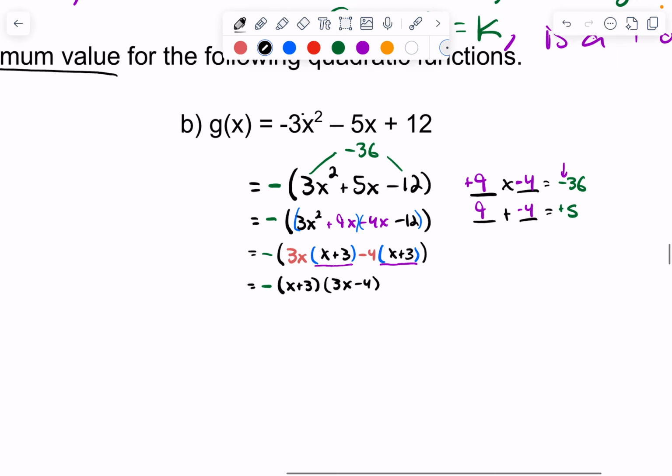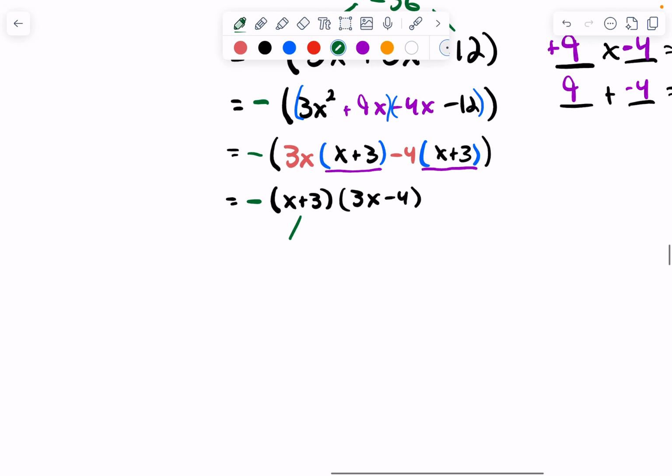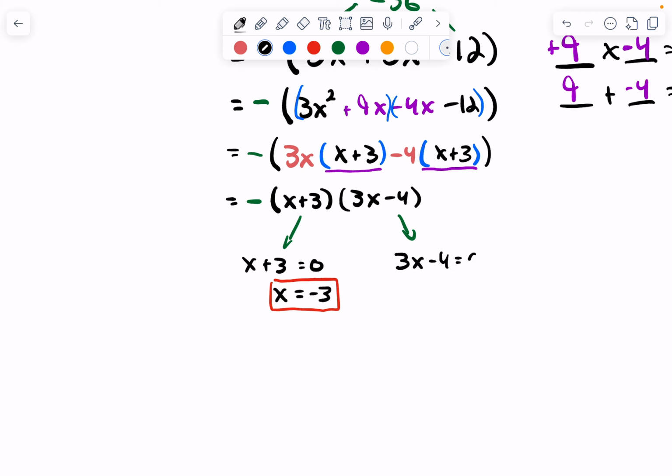So finding our zeros, we now take this factor, this x plus 3, set it to 0, and you would find one zero to be at minus 3 after you rearrange it. Do the same over here. Take 3x minus 4, set that to 0. And again, do your order of operations. So bring the 4 over first and then divide by 3. You would get x equals 4/3, or roughly 1.33.